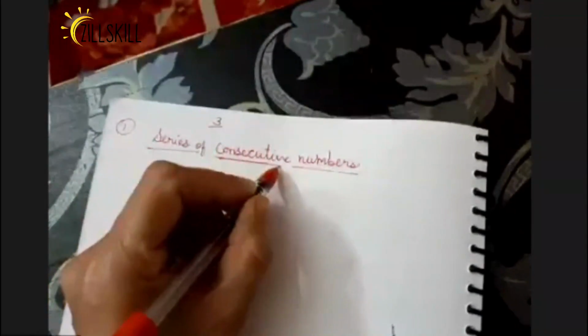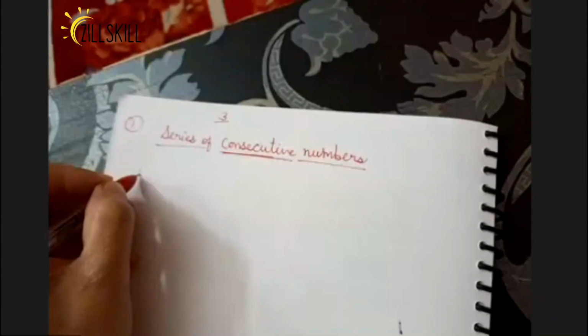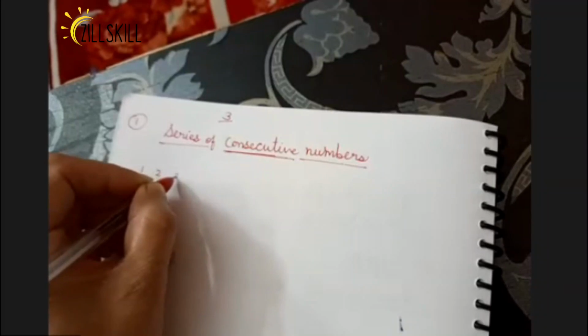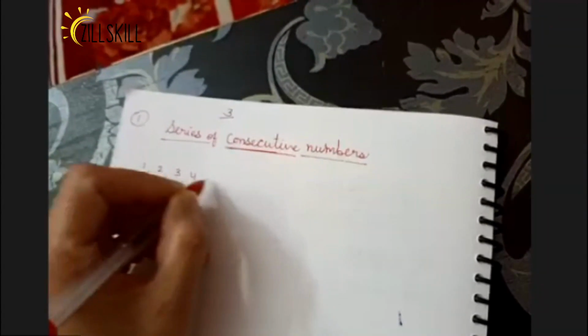Everyone, you know what a consecutive series is? You know about 1, 2, 3, the serial numbers. This is counting, right? 1, 2, 3, 4, 5, like this. So in this we are doing the consecutive series.